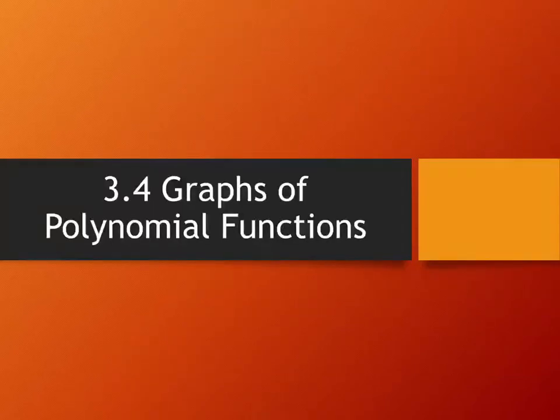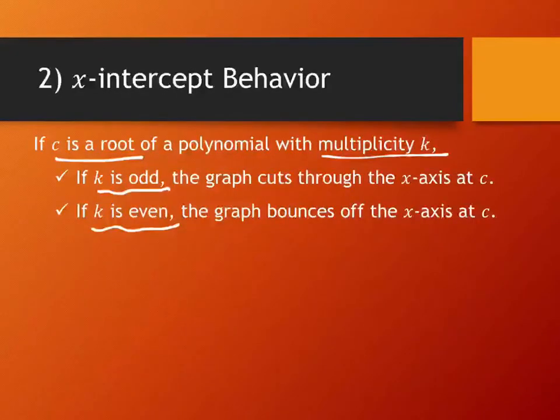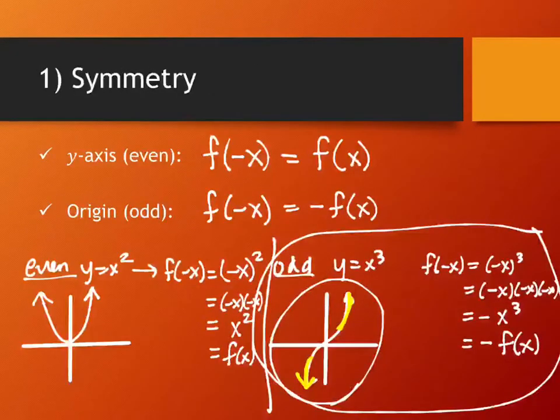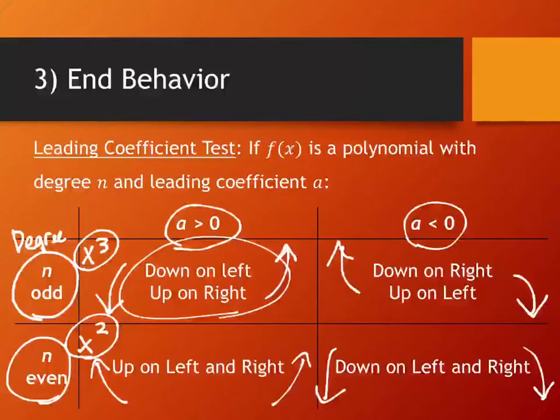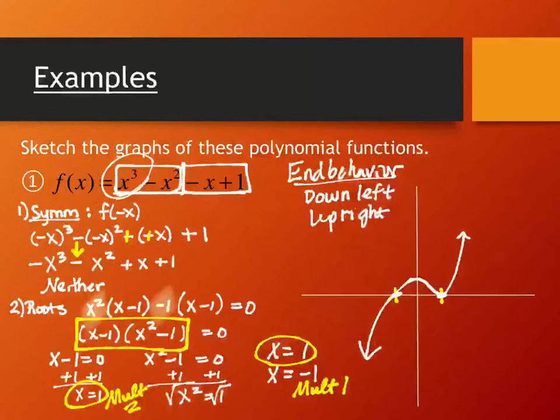All right, so today we're starting back in section 3.4. We were looking at graphs of polynomial functions, and we had done a couple of graphs. We talked about symmetry. We talked about x-intercept behavior, which we had talked about before. And then we talked about this end behavior idea. And we used those three features, plus some additional points here and there as needed, to construct graphs.